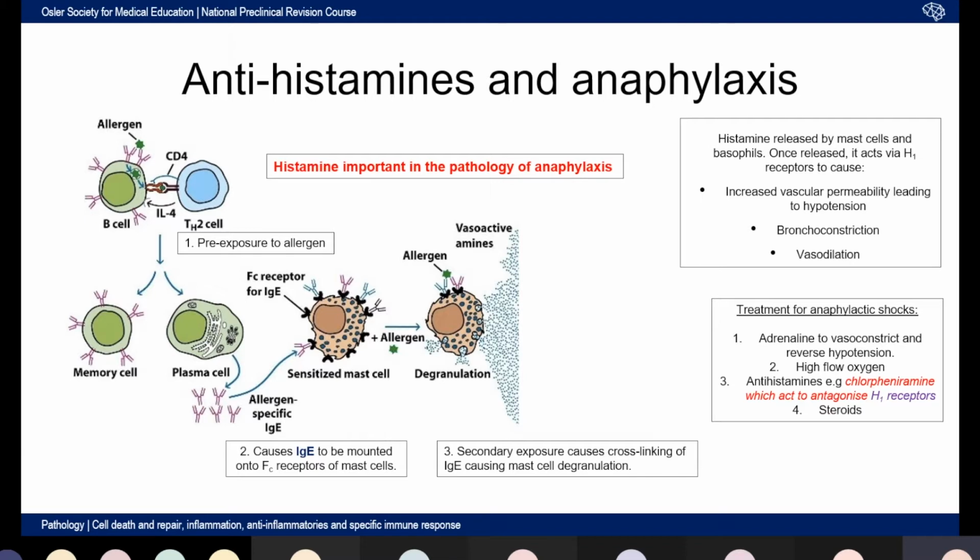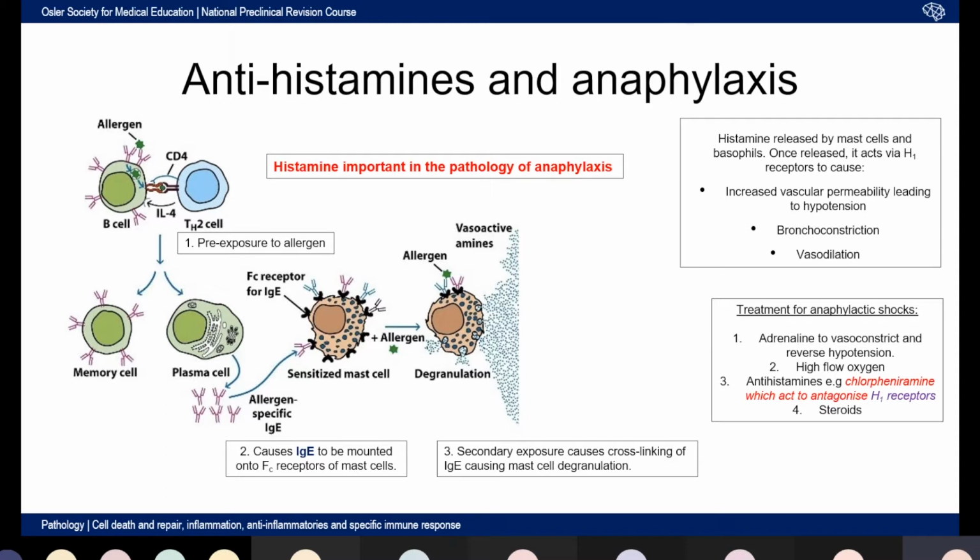And then the mast cells will degranulate the second time that they meet this allergen, because the IgE on the mast cells will cross-link as soon as they see the allergen the second time round. And when they cross-link, it causes degranulation. And one of the examples of things that is released when it degranulates is histamine.